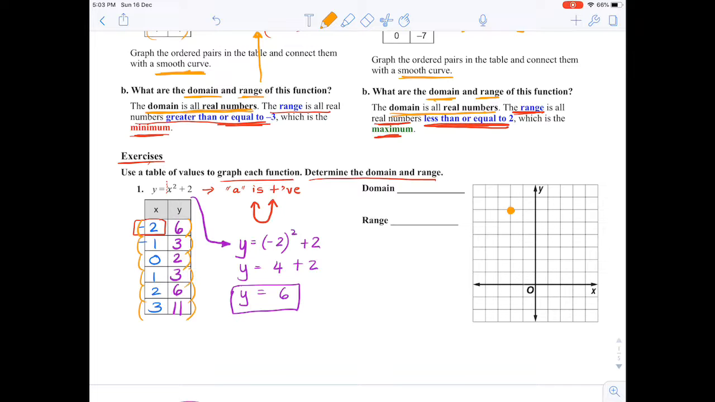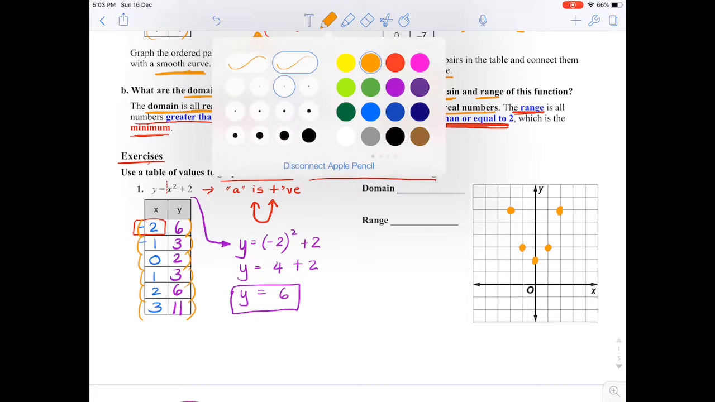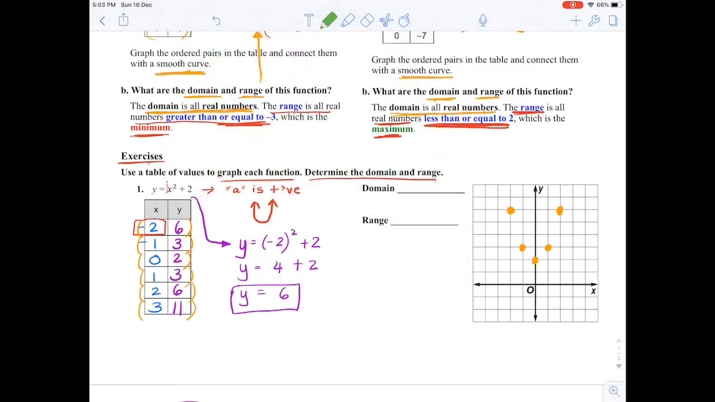When x is -1, y is 3. When x is 0, y is 2. When x is 1, y is 3. 2 is 6, and then 3 is 11. My graph doesn't have space for that, so this is enough. But when I look at the graph, I can see already that I haven't made a mistake, because it has made a nice little smiley face shape.